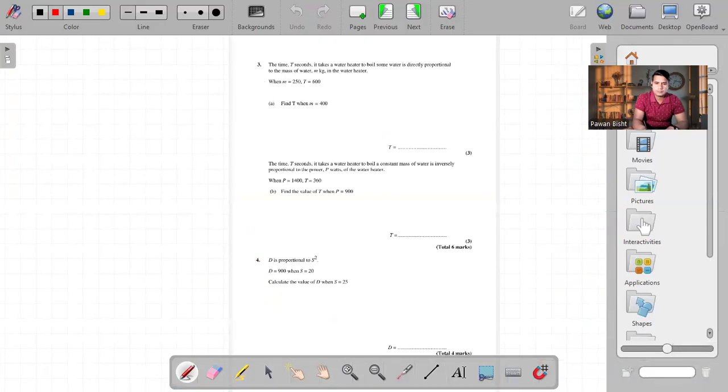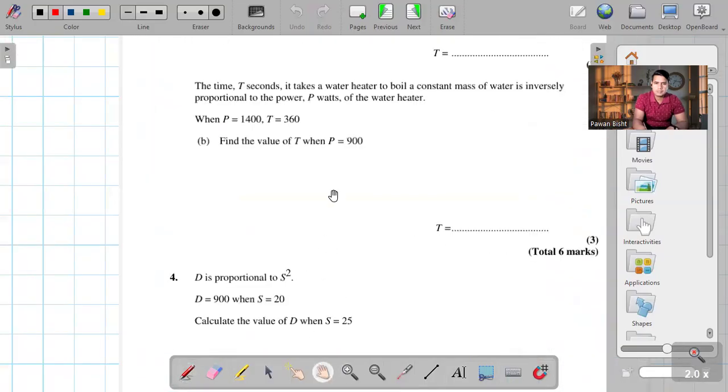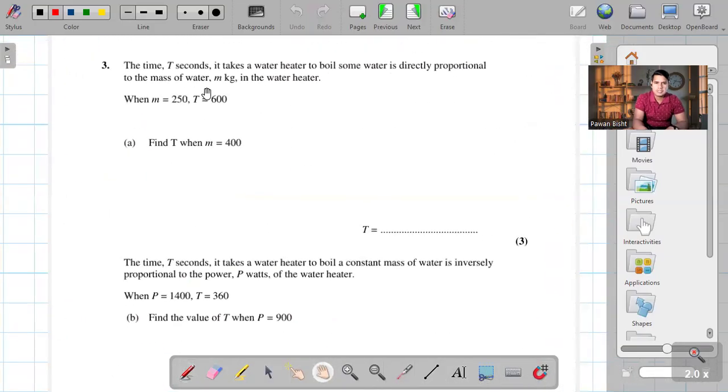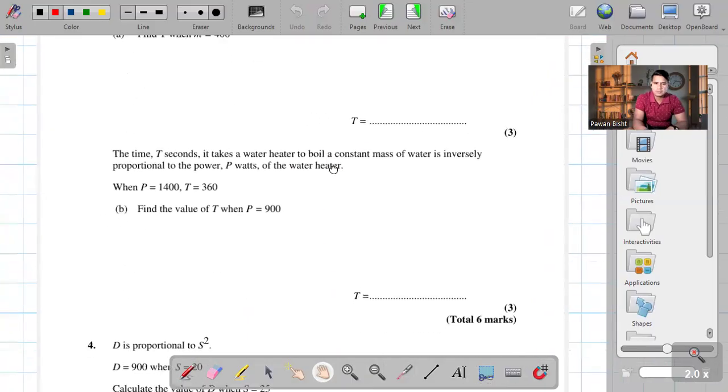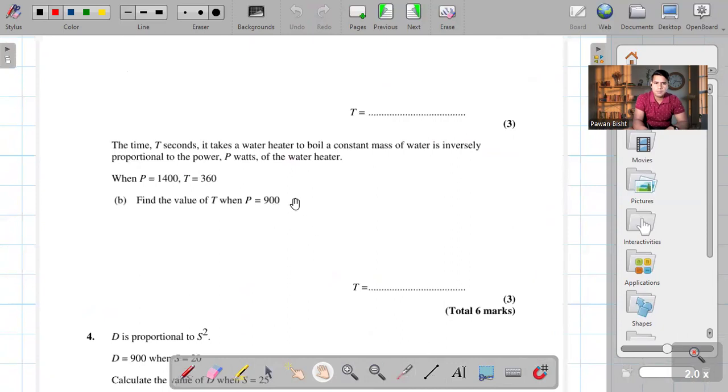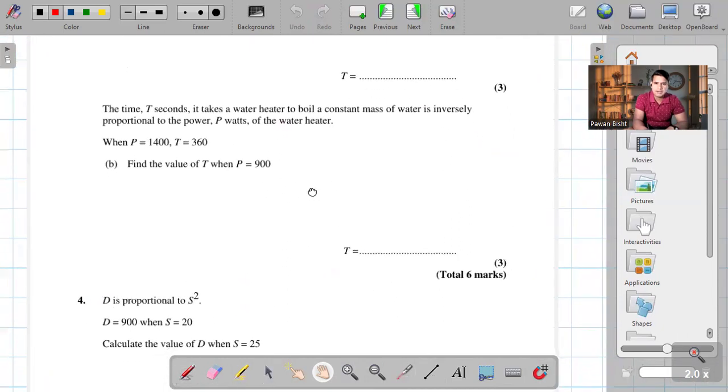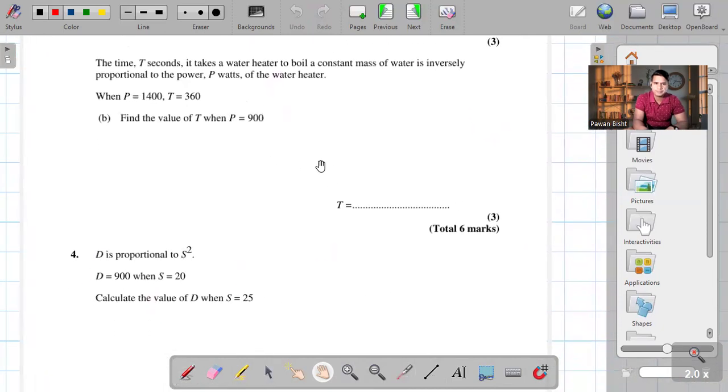Next, question number 3. Question number 3 is the same type of question as question number 2, so I am leaving it for you. Okay. I am doing the second part because this is an inverse relation.